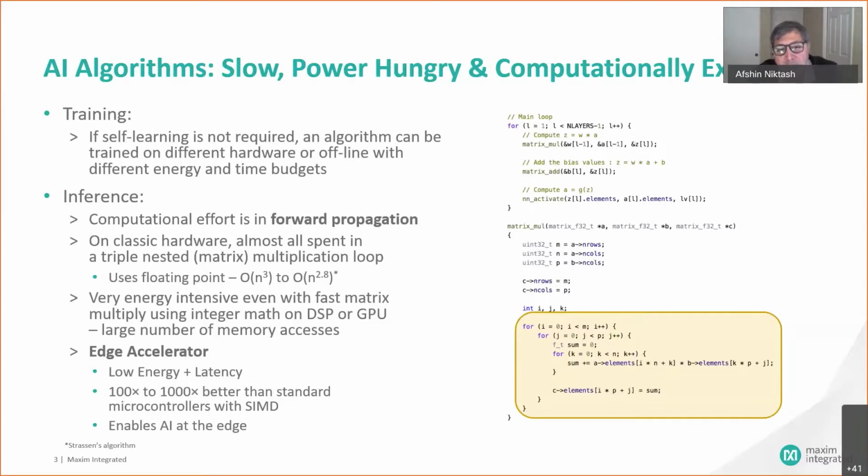Mathematically, the inference computation is a series of matrix multiplications, which is implemented with a triple nested loop on classic hardware. So the complexity is obvious, in order of n cubed. This is a very energy intensive task on a micro, and this is where the edge accelerator can help by reducing the energy and latency by orders of magnitude. And that was our goal, basically, when we started designing MAX78000.